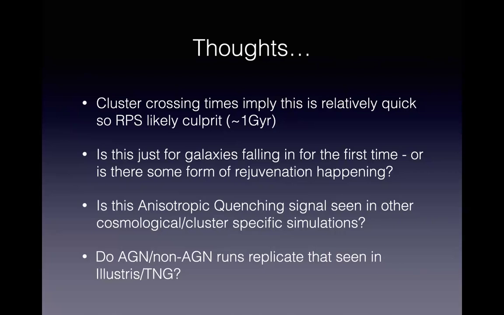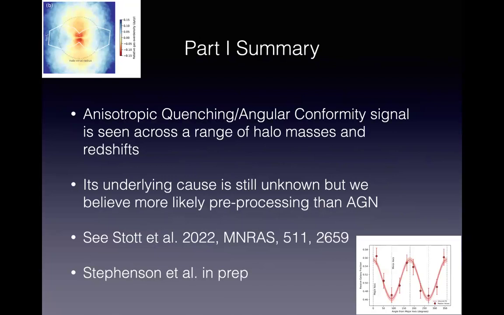So that is basically, sorry, the summary of part 1. We're seeing this across a range of halo masses and redshifts. Still don't know the underlying cause. It's most likely to be pre-processing, I believe, rather than AGN. And you can find out information in these papers here. Has anyone got any questions on that before I go on to the next?